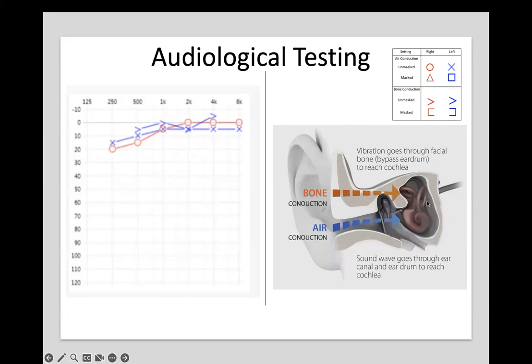However, in any case where the cochlea is affected, due to meningitis or a tumor or anything, or the auditory nerve is affected, then what will happen? Both bone and air conduction will be affected, because both of them need the cochlea for you to hear, right? So both of them will be impaired in sensorineural hearing loss, okay? So that's an important reason why we need to measure both, okay?